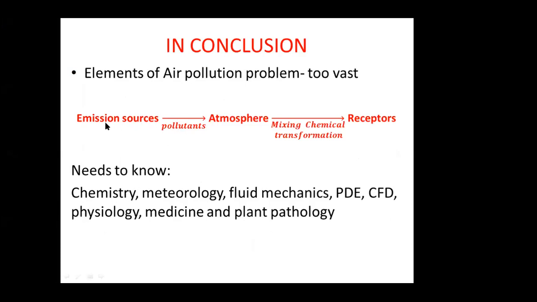Then the sources emit the pollutants, and these pollutants are in the atmosphere. Then when we are in the atmosphere, we need to study meteorology, that is the study of air near the ground. Here we give more emphasis on atmospheric stability condition, which I discussed: stable, unstable, and neutral.